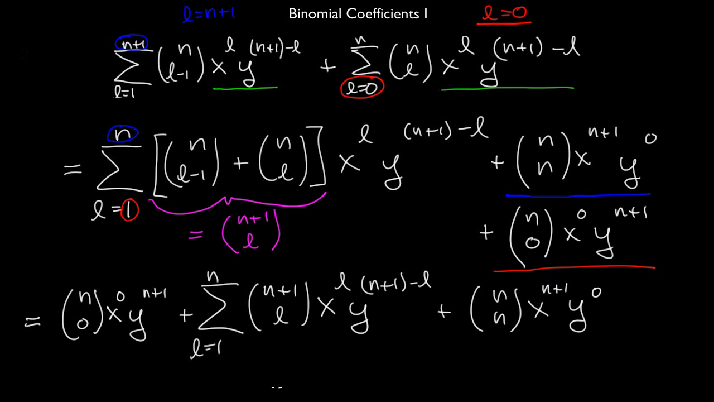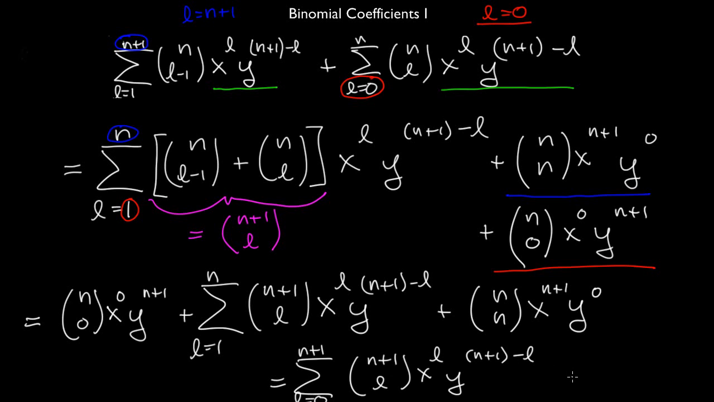And it's worked perfectly. I can rewrite this as the summation now running from L equals 0 to n plus 1, n plus 1 choose L, x to the L, y to the n plus 1 minus L. And that's what I needed to prove. So that's a proof of the binomial theorem by induction.